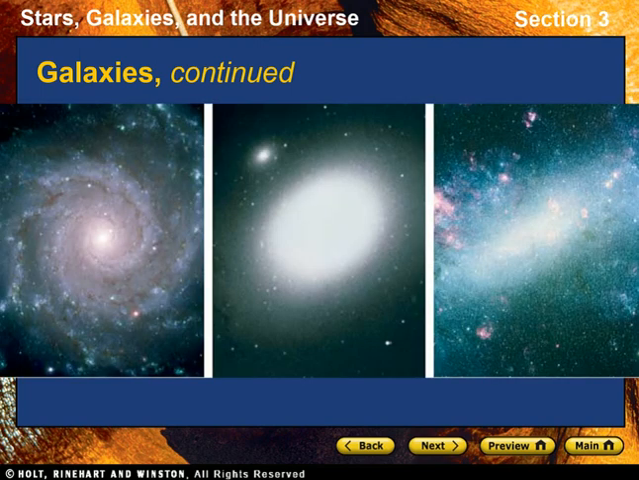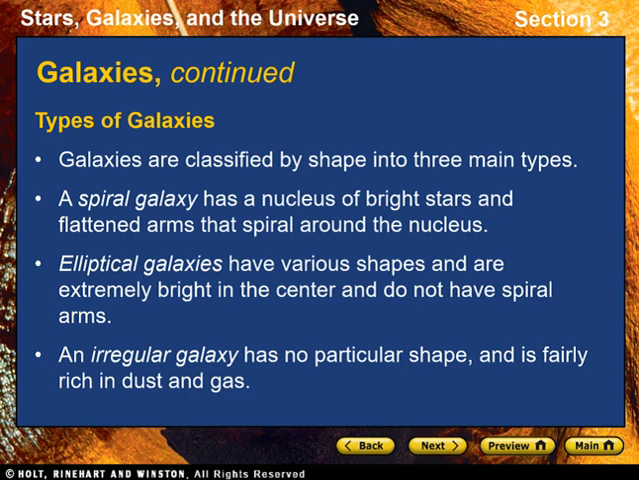Types of galaxies. In studying galaxies, astronomers found that galaxies could be classified by shape into 3 main types, shown on the screen here. The most common type, called a spiral galaxy, has a nucleus of bright stars and flattened arms that spiral around the nucleus. The spiral arms consist of billions of young stars, gas, and dust. Some spiral galaxies have a straight bar of stars that runs through the center. These galaxies are called barred spiral galaxies.